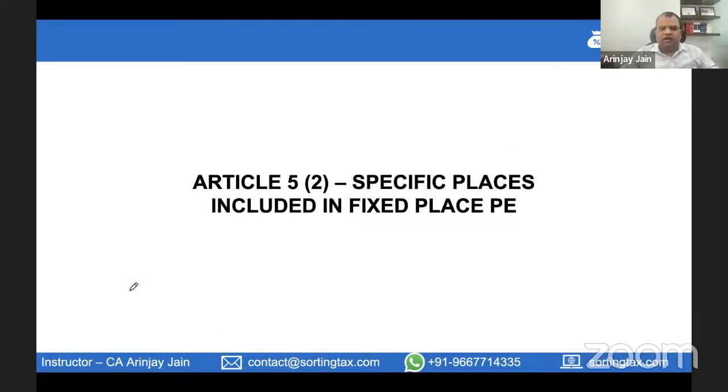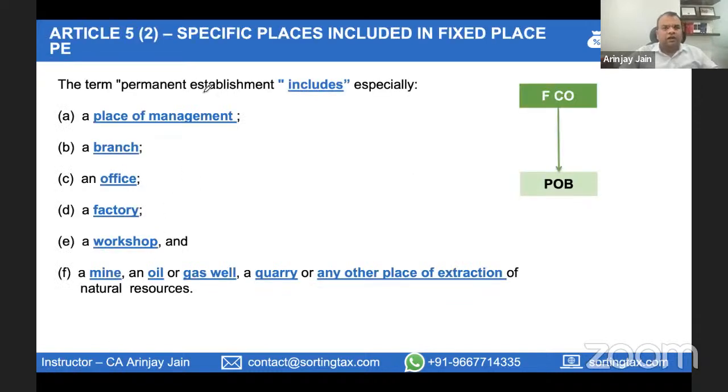Let's look at Article 5, Paragraph 2, specific places which are included in the fixed place permanent establishment. The term permanent establishment includes especially a place of management. So now, unlike paragraph 1, where the word used was means, Paragraph 2 says that the PE includes especially the following things. What this basically means is that if there is any other thing that meets the condition of paragraph 1, that can also become a permanent establishment of the non-resident in the source state.